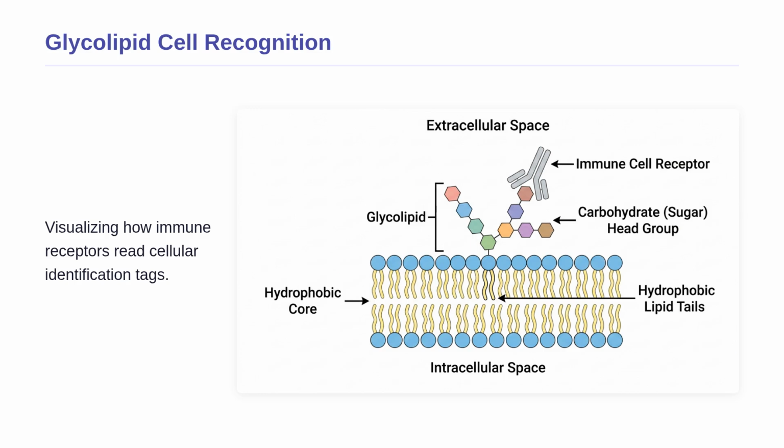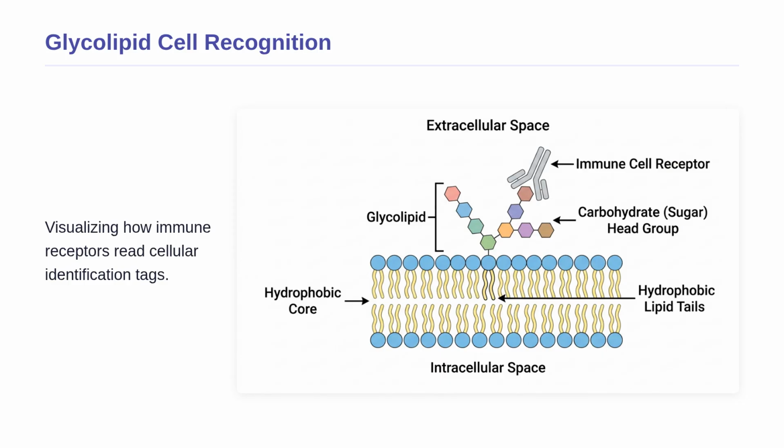The weak immune interaction we just calculated is perfectly visualized in this diagram. Look at the bottom section first. You can see the standard phospholipid bilayer separating the intracellular and extracellular spaces. Embedded within this membrane is the glycolipid. Notice how its hydrophobic lipid tails are firmly anchored deep inside the hydrophobic core of the membrane.